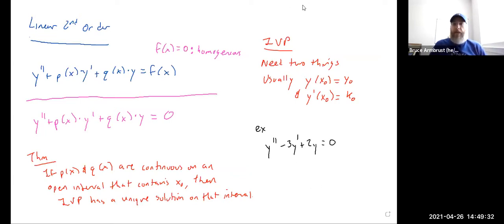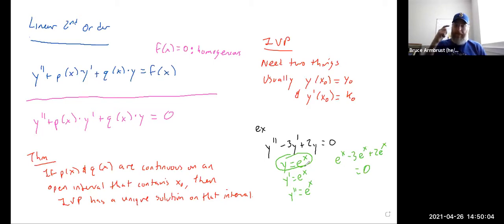Okay, so check out this one that I just drew right there. Let's try, for example, e to the x. Let's just say y was equal to e to the x. So then y prime is e to the x, y double prime is e to the x. I plug it in, I get e to the x minus 3 e to the x's plus 2 e to the x's. Hey, check it out. There is a solution to that differential equation. Awesome. So that one clearly shows that e to the x is going to work.